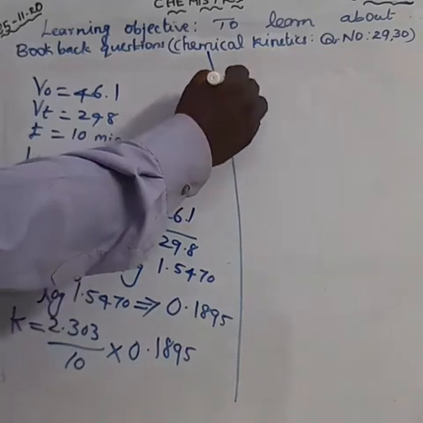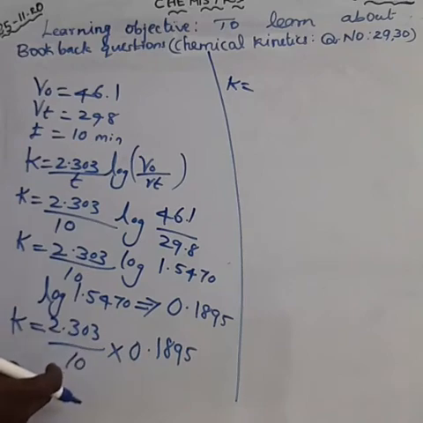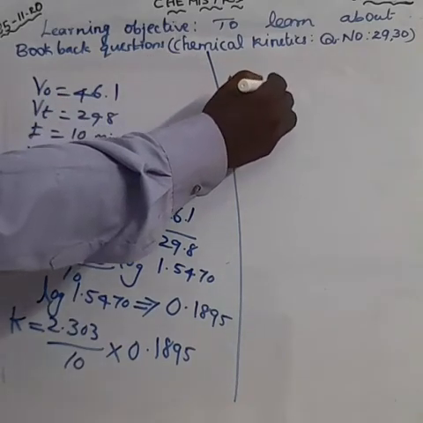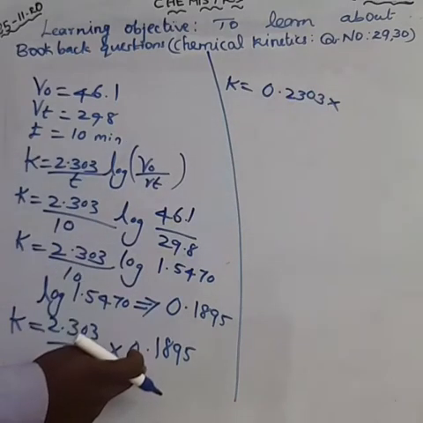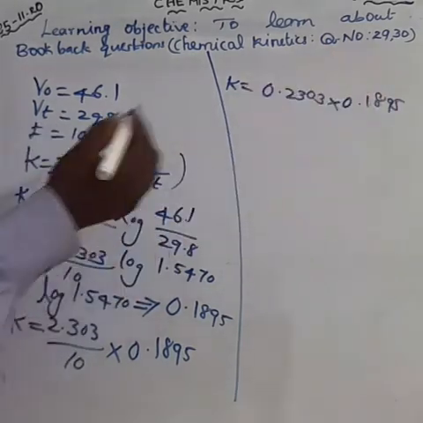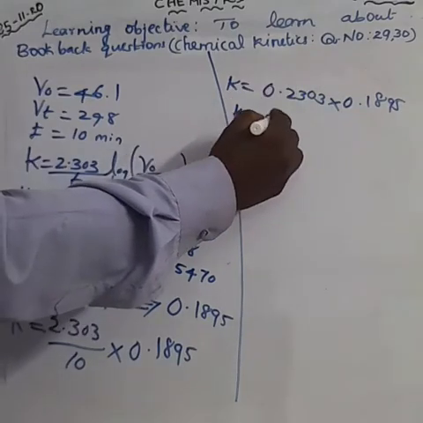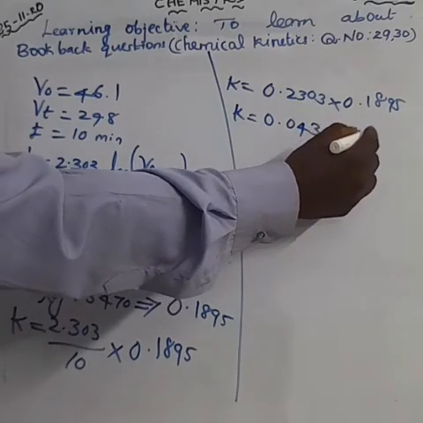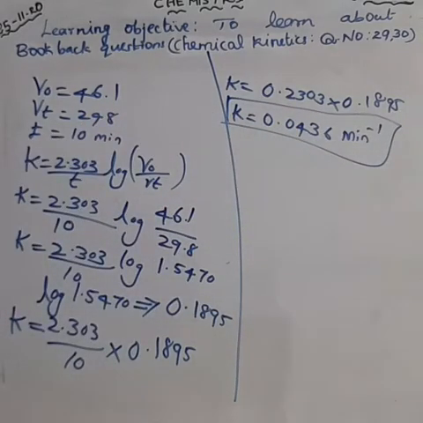K is equal to, when we are dividing 2.303 divided by 10, we can easily get 0.2303 into 0.1895. So the K value can be written as, multiplying the two, 0.0436 minutes inverse. This is the K value.